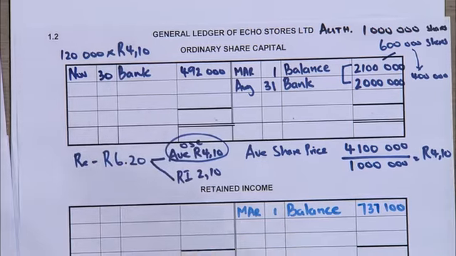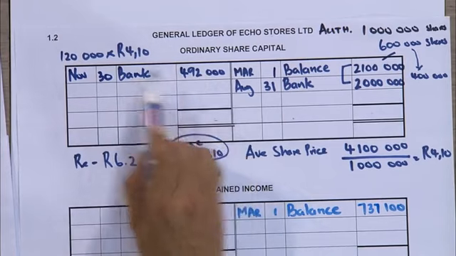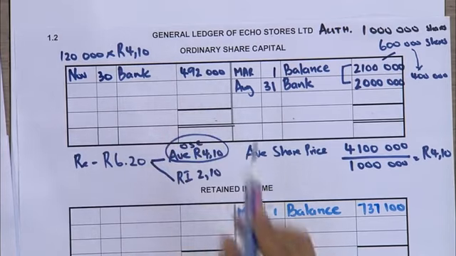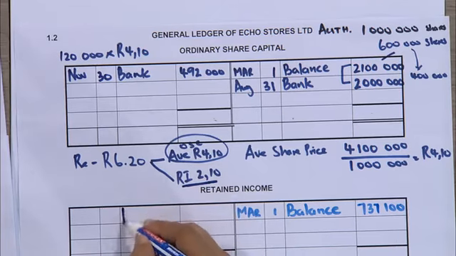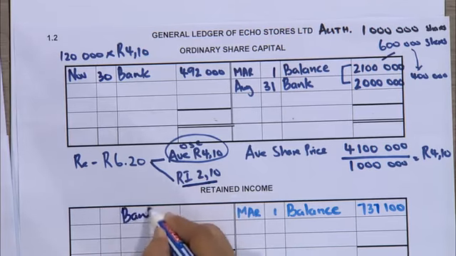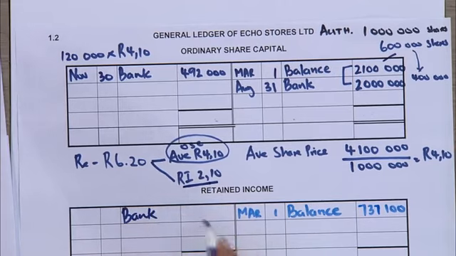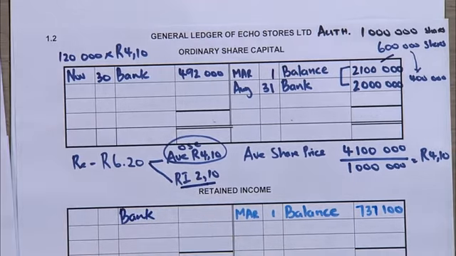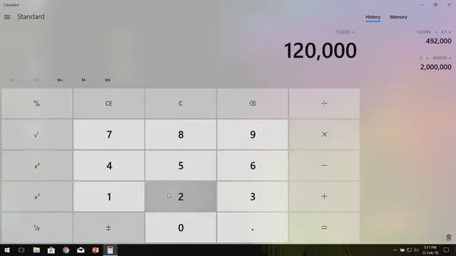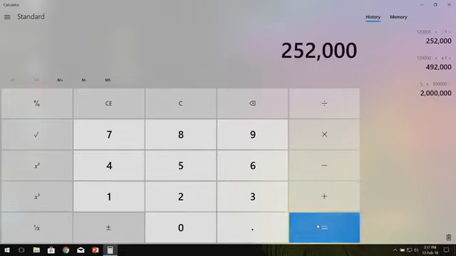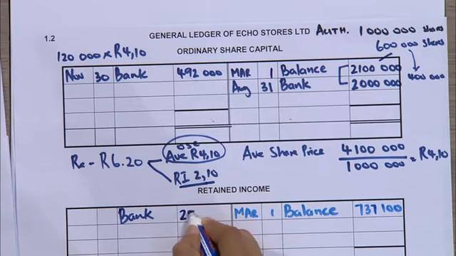Okay, so again, the average goes to the ordinary share capital account. The amount more than the average, that will come to the retained income. So we're going to have bank also on the debit side of the retained income account, but this time 120,000 times R2.10. That gives you 252,000.